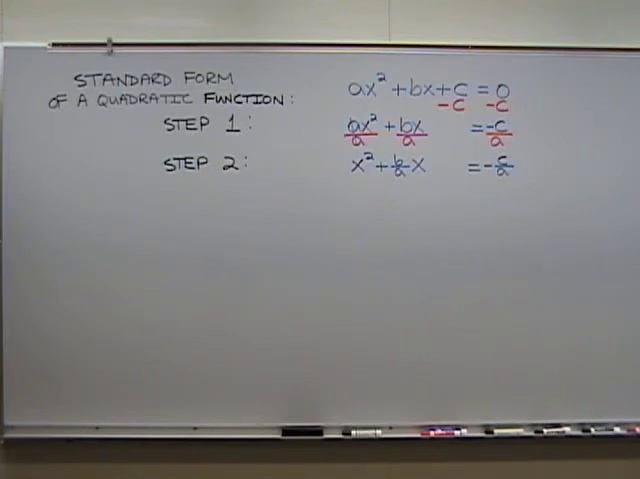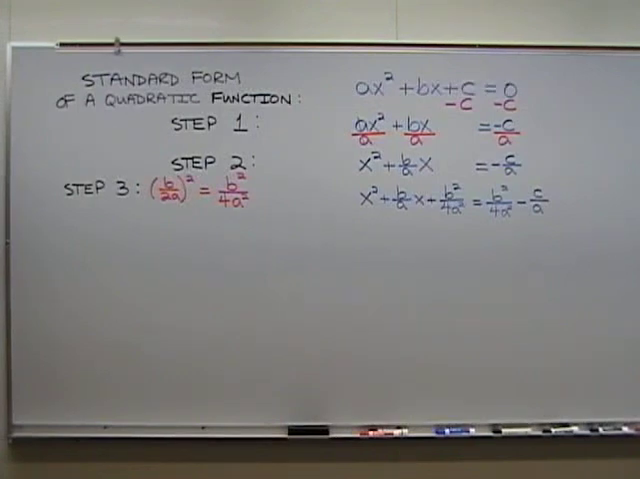All right, now step 3 is the slightly confusing one. First, I have to take half of the coefficient of x. Well, what's half of b over a? Well, it's 1/2 times b over a, or b over 2a. Then I have to square that amount. What's b over 2a squared? Well, it's going to be b squared over 4a squared. And that's what I have to add to both sides of the equation, like this.